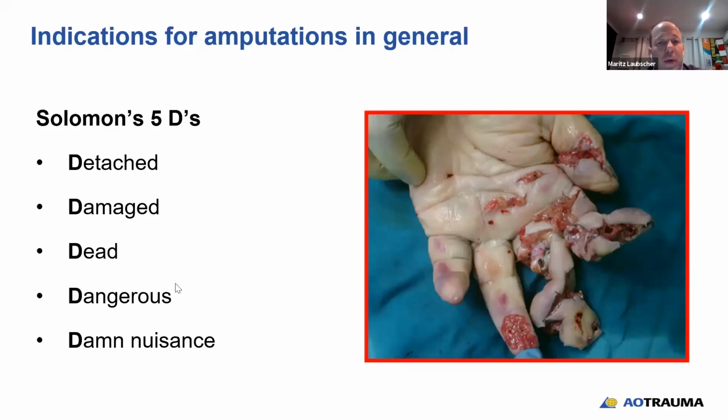Dead is normally vascular, amputation for vascular insufficiency. That's normally done by the surgeons. And dangerous are normally septic limbs, as in diabetic legs. And again, that's something that's more done by the surgeons than ourselves.